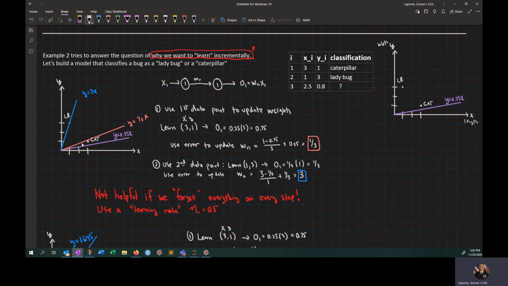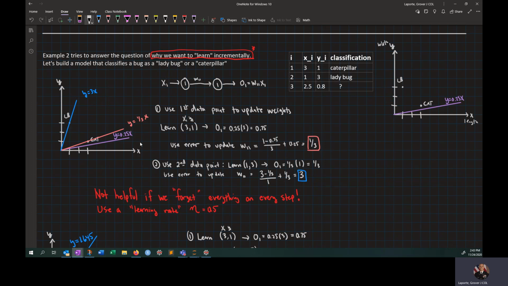And if you were to graph that out, it should go right on top of caterpillar. Not too helpful, right? Again, I'm trying to find the line in between these two that's going to do this classification. So I don't know.